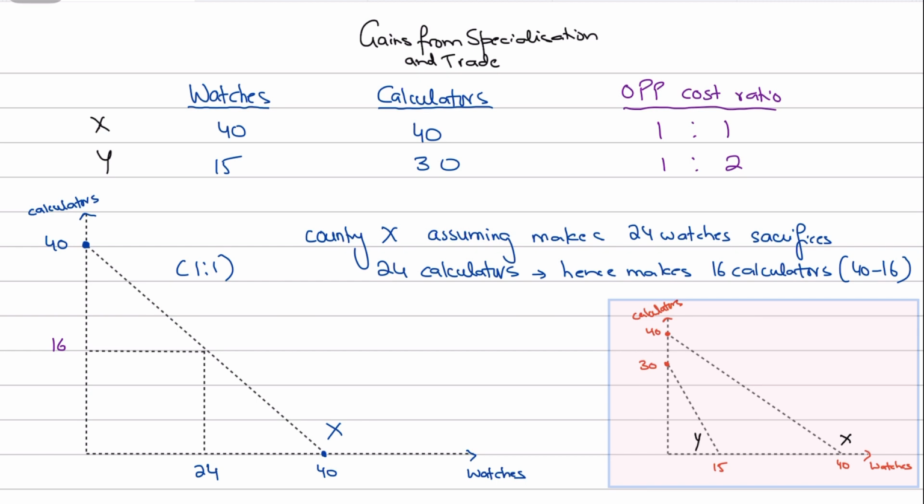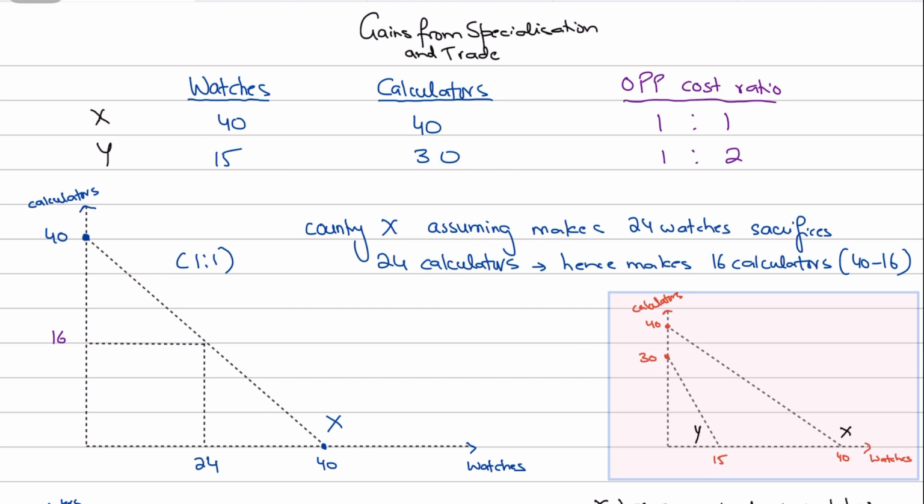From this maximum number of calculators and watches that both countries can make, we can calculate the opportunity cost ratios. If 40 watches could be made by country X by foregoing 40 calculators, the opportunity cost is 1:1. For each watch, you need to forego one calculator. For country Y, for each watch that you make, you need to forego two calculators. The simple reason is that for 15 watches, you need to forego 30. So simple math, right? You find out the opportunity cost ratio.